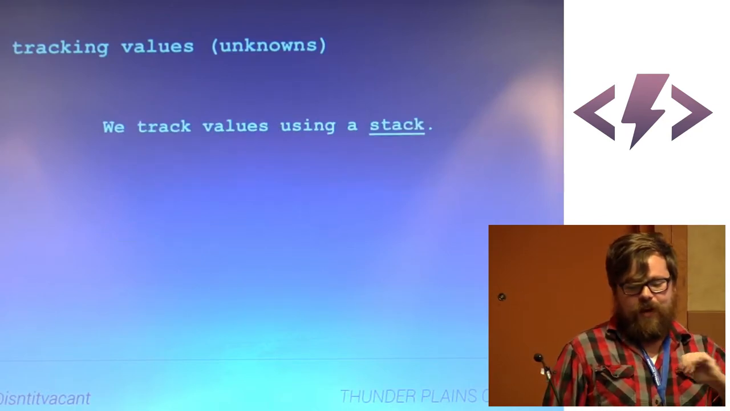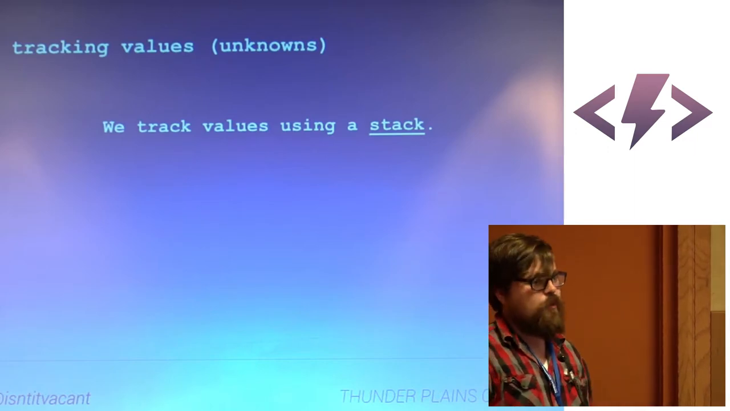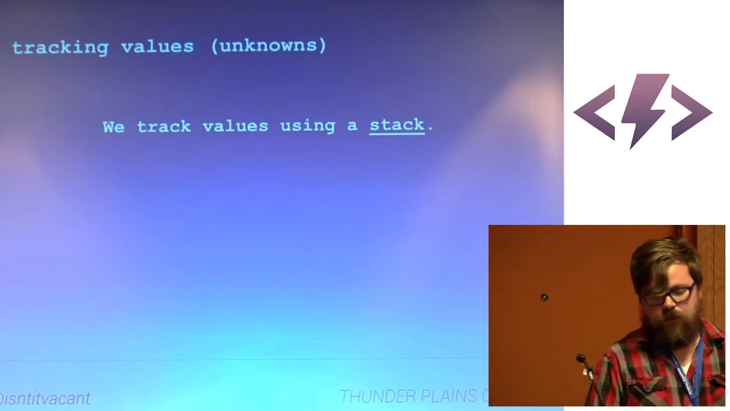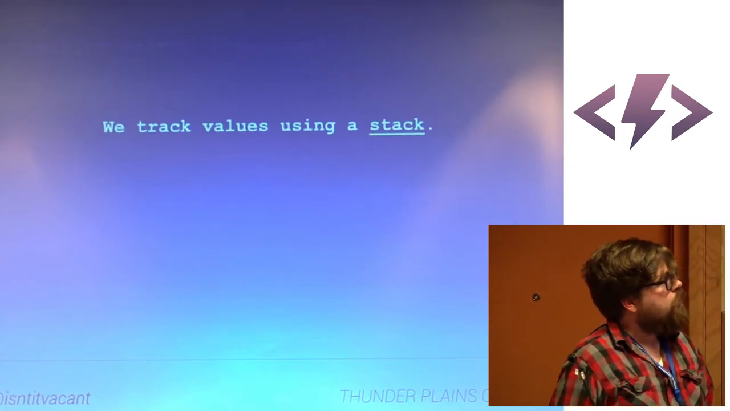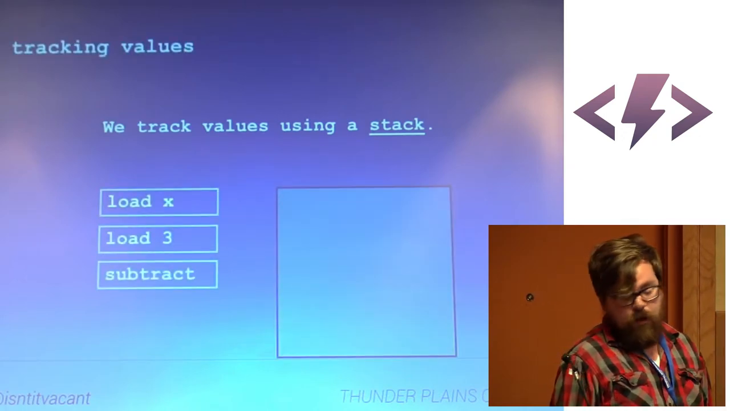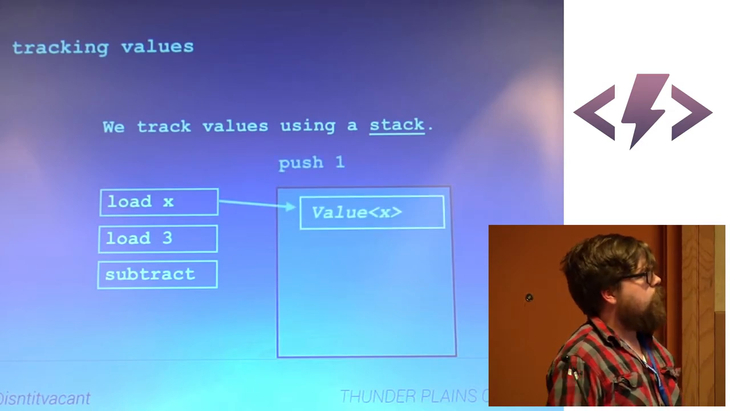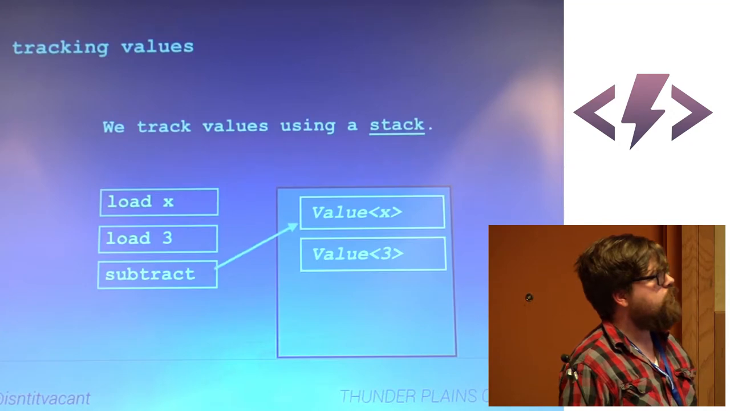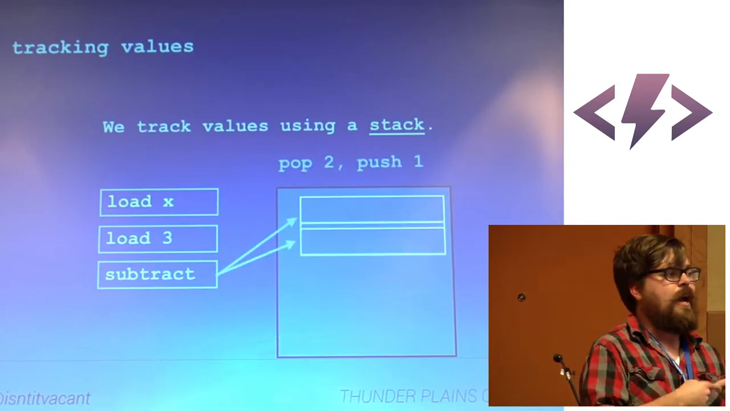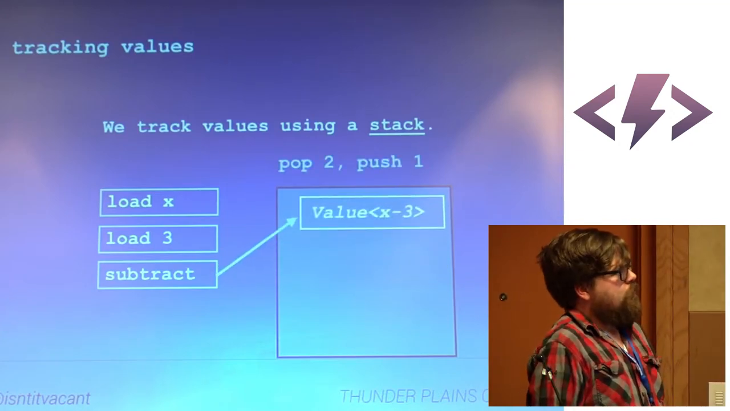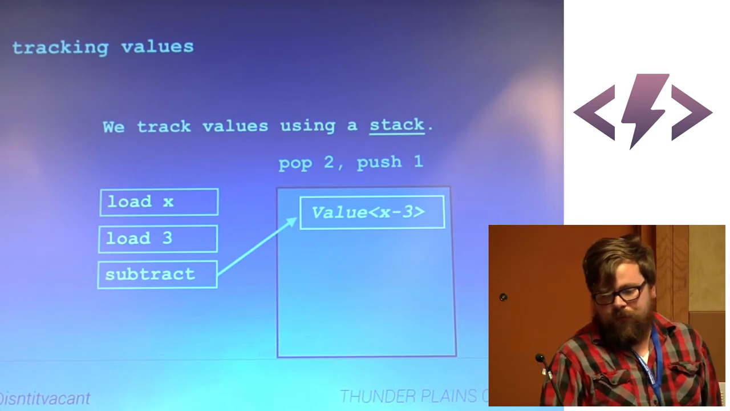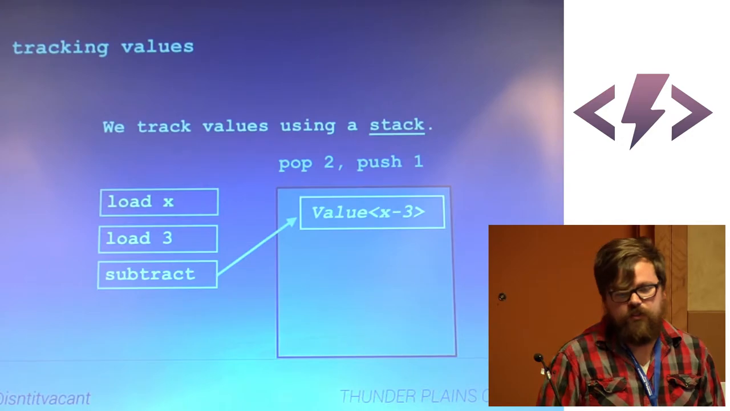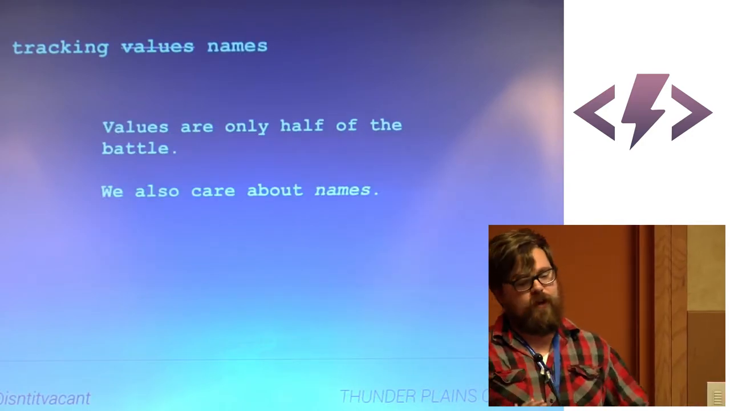We track values using a stack. So we're actually going to create a runtime stack for ourselves. So every time we load an operation, we'll push a value on, and load 3. Subtract will pop 2 off and replace it with the combination of the two. So we also have to track how things get added. So that's the basic working of it. But the values are only kind of half the battle here. We also care about names, and we track those separately from values themselves.